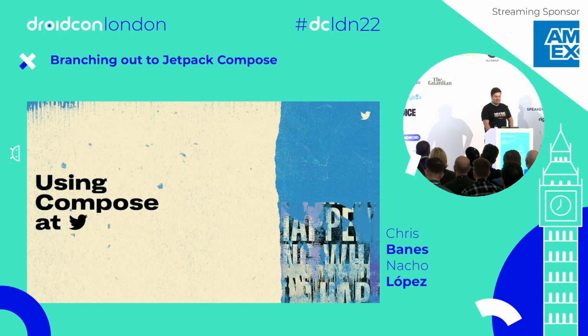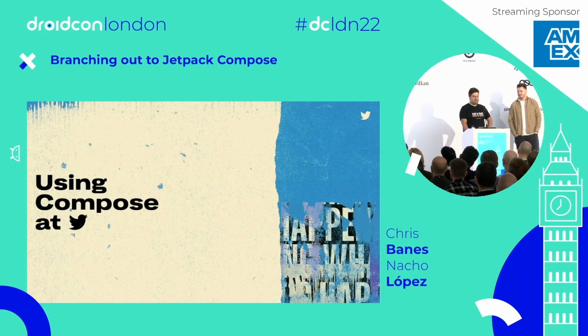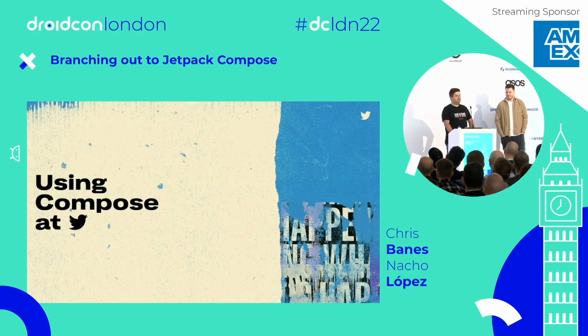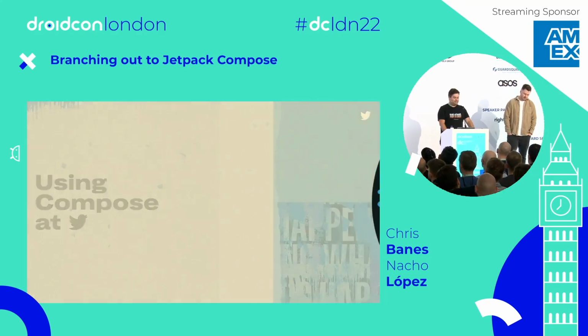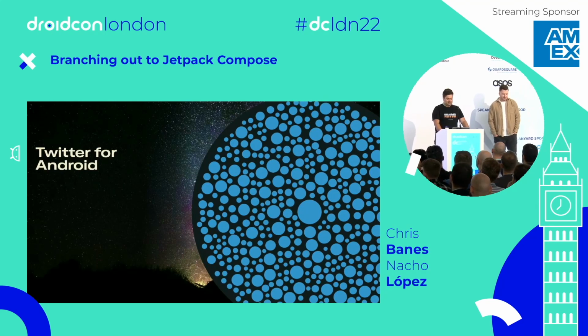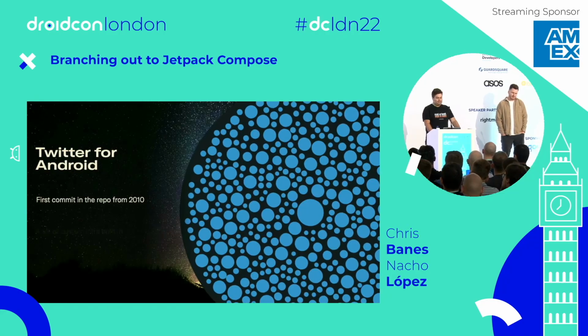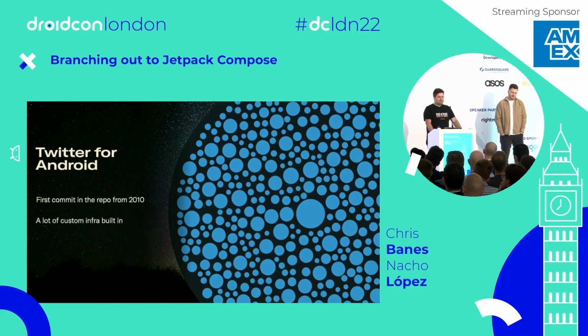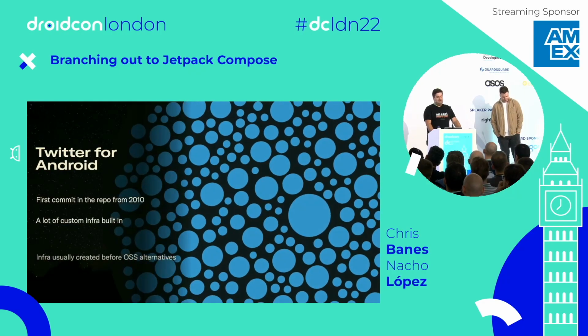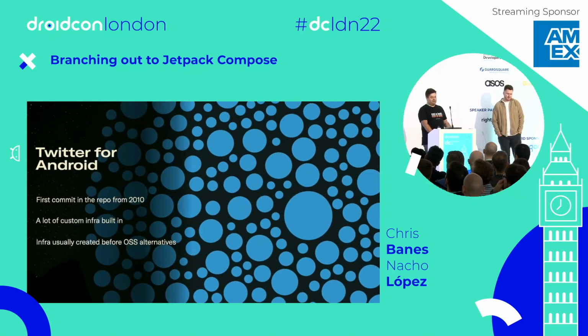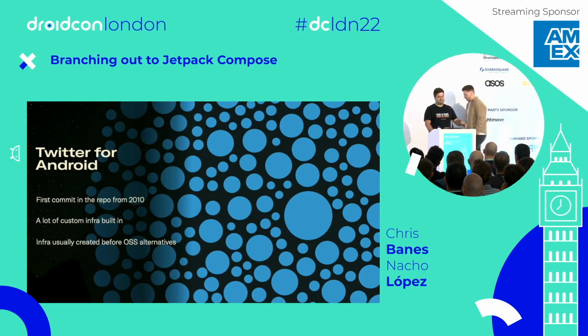Thank you, Chris. So what I'm going to be talking about today is the developer experience of using Compose at Twitter. As Chris was saying, Twitter for Android is a really big app, and the code base is also very long-lived. Because it's very long-lived, it has a lot of custom infra that accumulated through the years. A lot of this custom infra was created before there was even a viable open source alternative, like databases before Room, etc.